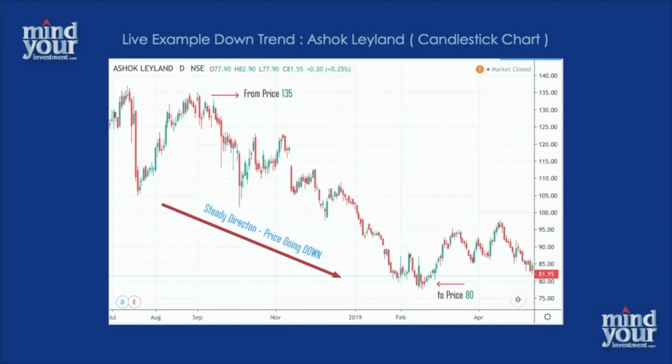Now another example is the candlestick example, because this is the final technical chart that we'll end up studying. So I'm just showing you a snapshot. Here again you can see that the price started off at 135. It fell down in the same zigzag manner to 80 levels.